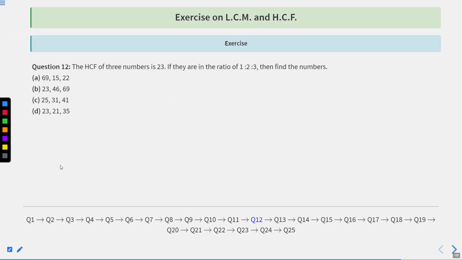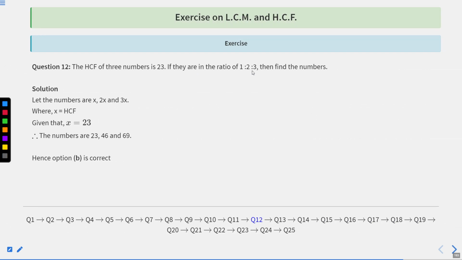Question number 12. The HCF of three numbers is 23. So we have three numbers and their HCF is known. If they are in ratio 1:2:3, then find the numbers. So let us suppose three numbers be x, 2x and 3x, where x is the HCF. It is already given that 23 is the HCF. That means x equal to 23. Therefore, the numbers are 23, 46 and 69. So the correct option here is option B.